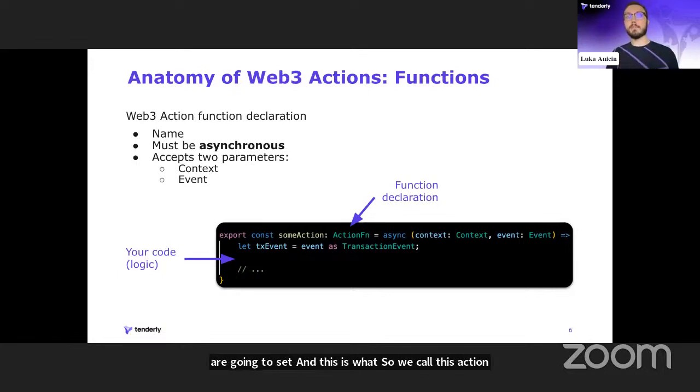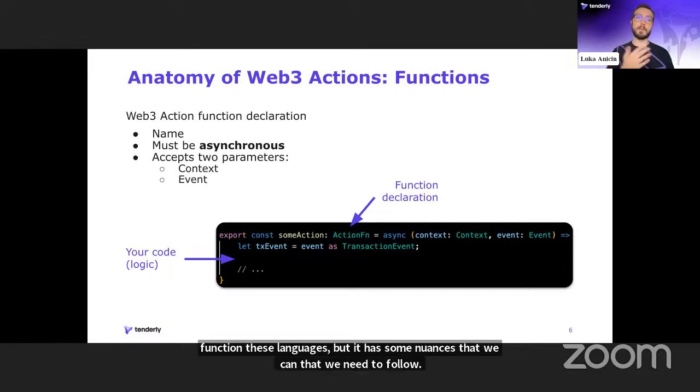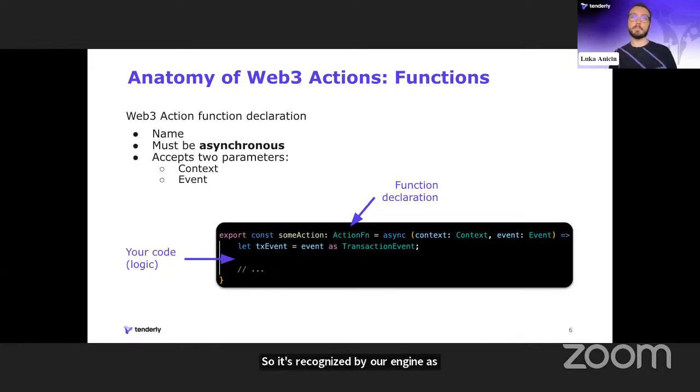In a more technical point, it's just a JavaScript function or TypeScript function, depending on what you love. You would write it as you would generally write a function in these languages, but it has some nuances that we need to follow, so it's recognized by our engine as a Web3 action. To have all the parts that come into building this function, we need to export one. So the first thing that we need to do for each of these functions in our product is to export, so the Tenderly engine can recognize it and work with it.